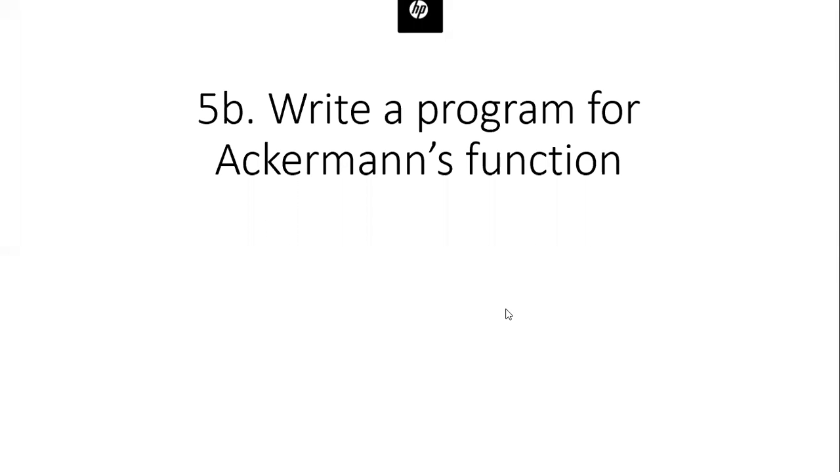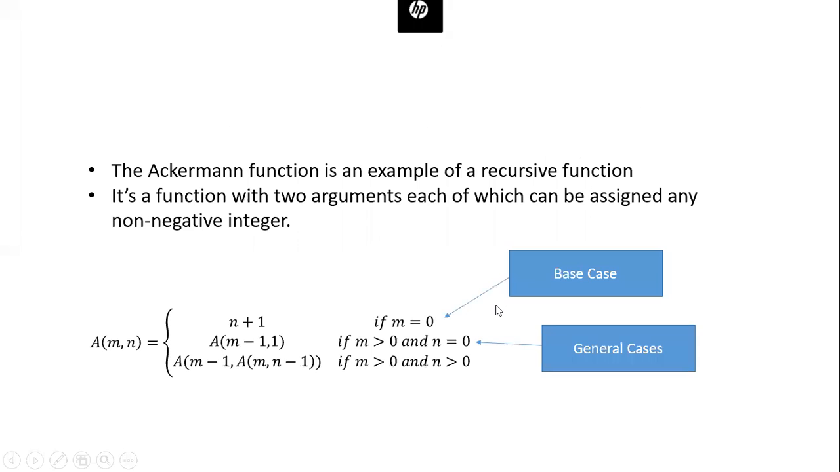In this lab, we are going to see the program for implementing Ackermann's function using recursive functions. First, we will see what an Ackermann function is. It is an example of a recursive function. This function is going to take two arguments, and each of the arguments can be assigned any non-negative integer, and the function will apply the concept of recursion and finally arrive at a particular value.